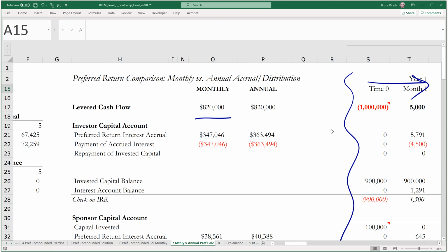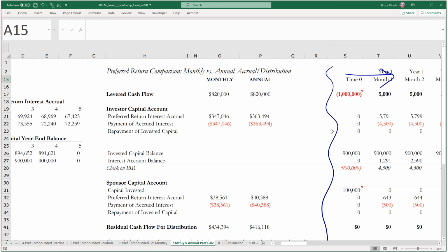It's the same levered cash flow on a net basis as we said, and when you take a look at the accrual for monthly, it's $347,000, whereas for annual it's $363,000. And so the accrual for monthly is less than the accrual for annual, and that's for the investor. When you look at the sponsor, once again, it's less for monthly than it is for annual. Why is that? The question is, why is that?